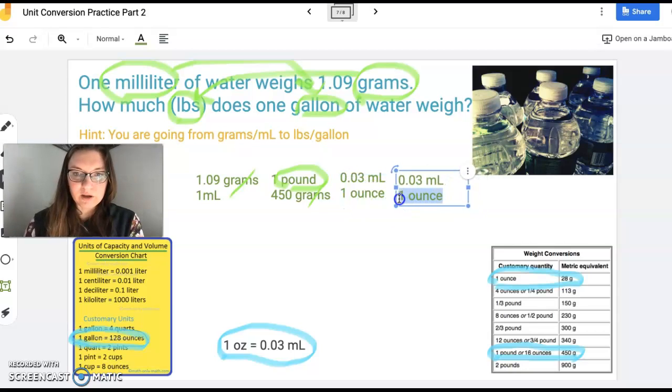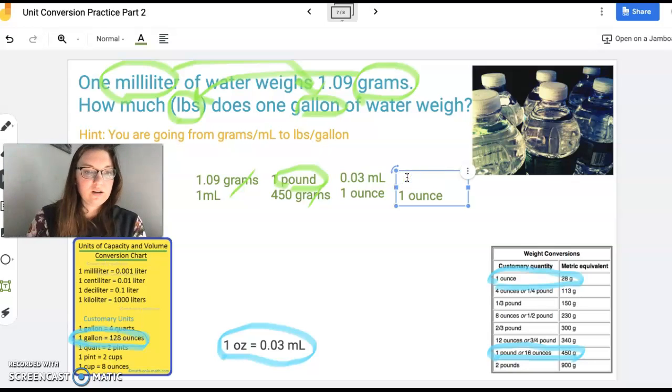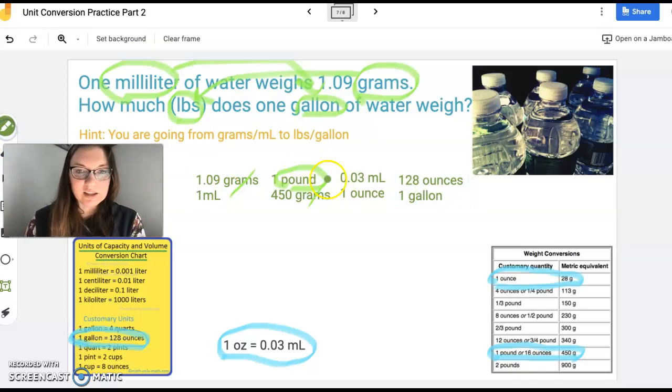Okay. So then we've gotten rid of milliliters, now we want to get rid of ounces and go to gallons. So according to this, there's 128 ounces per 1 gallon. And that actually, that's it. We took care of our milliliters, took care of our ounces, so pounds per gallon.